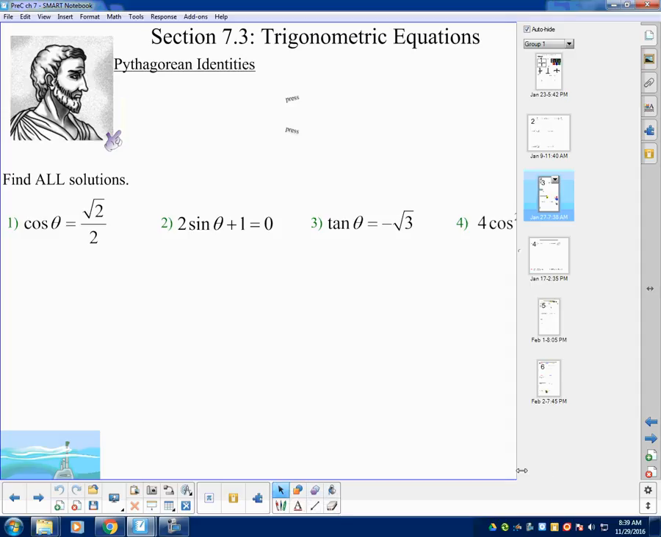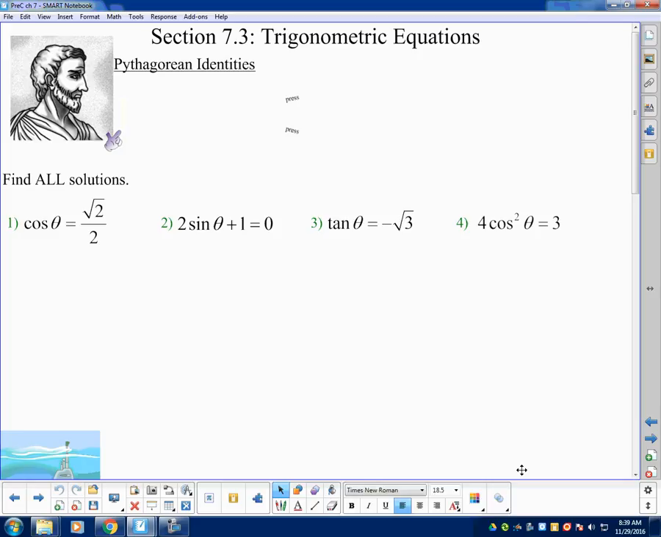All right. So this is called a Pythagorean identity. And the Pythagorean identity is highlighted there. It's sine squared plus cosine squared equals 1. Here's where that comes from.